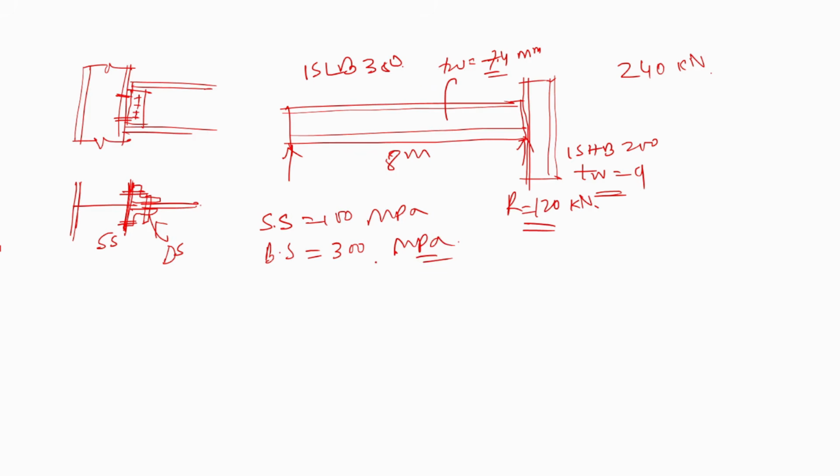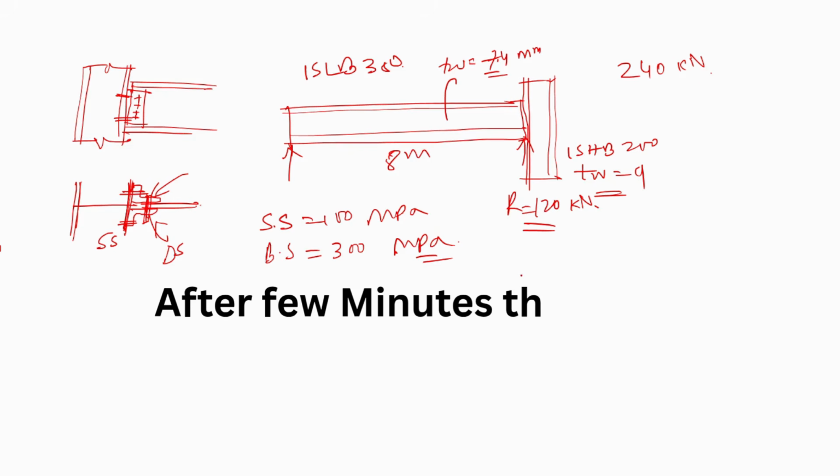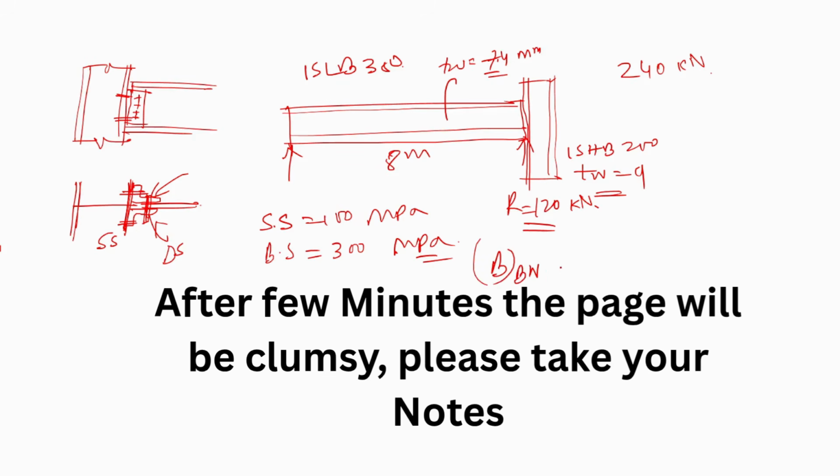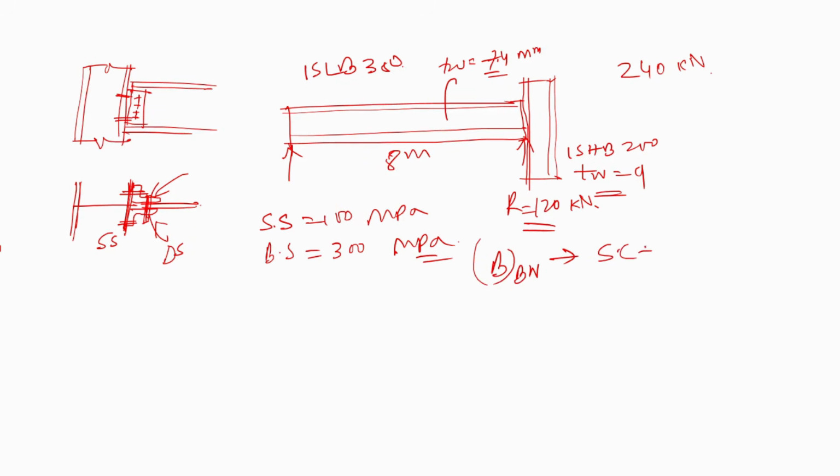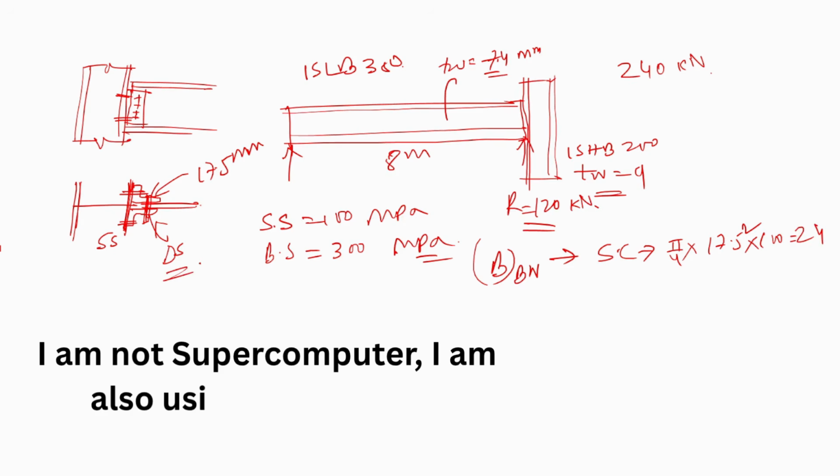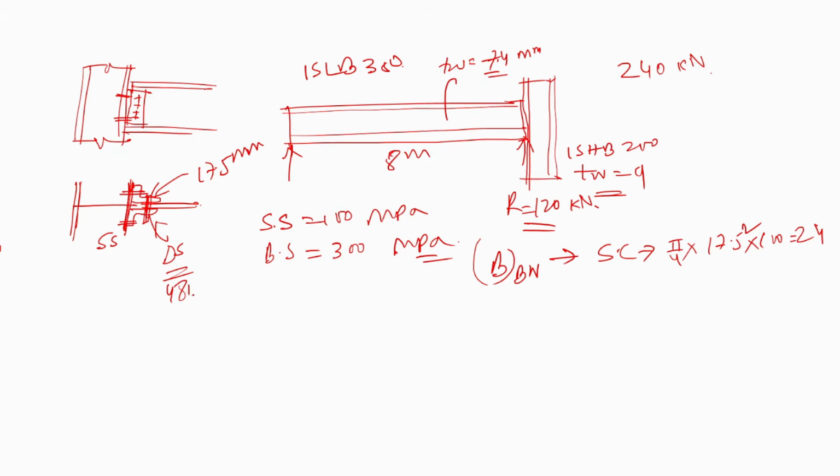So first, what we have to do: here you can see this bolt which is with the beam web. So the bolt shear capacity with the beam web is how much? Pi by 4, let's say the bolt or rivet diameter is 17.5 mm, and strength is given as 100, so this will give us approximately 24 kilonewton. And as it is under double shear, the capacity will be 48 kilonewton.